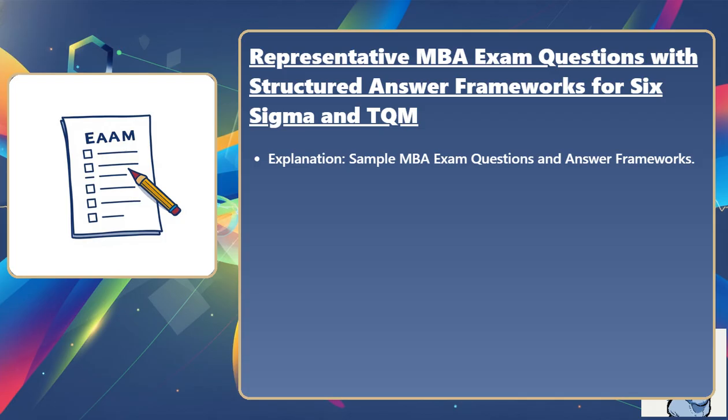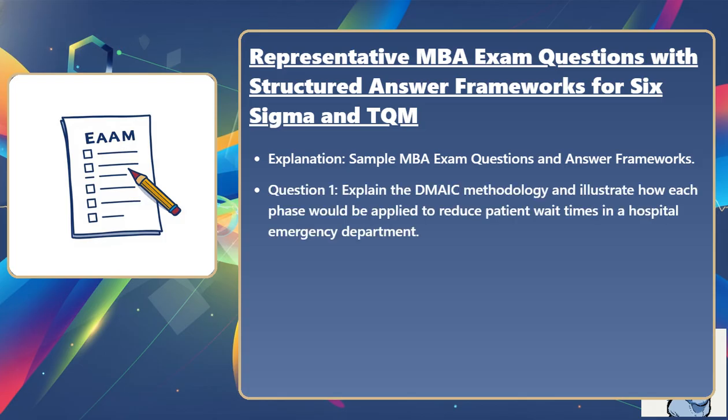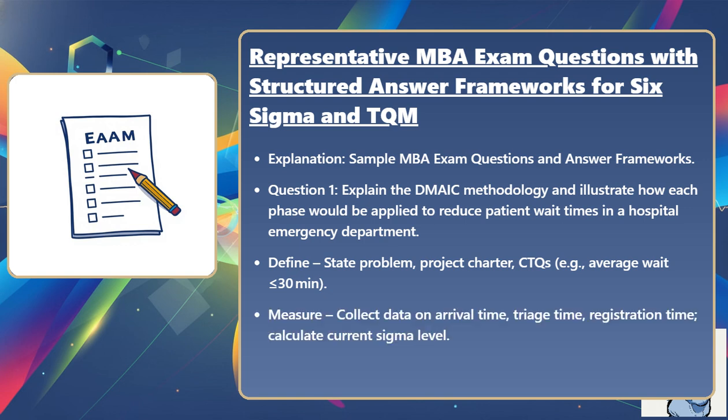Explanation: sample MBA exam questions and answer frameworks. Question 1: explain the DMAIC methodology and illustrate how each phase would be applied to reduce patient wait times in a hospital emergency department. Define: state the problem, project charter, set CTQs such as average wait less than or equal to 30 minutes. Measure: collect data on arrival time, triage time, registration time.